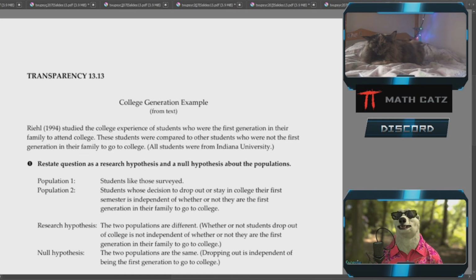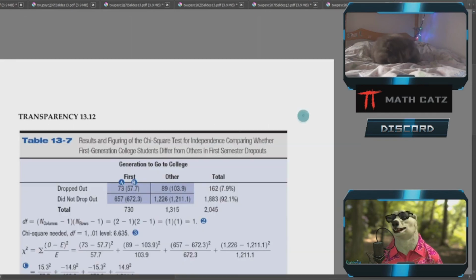Let's have another example just to emphasize what is different and also what is the same as the first chi-squared version. So we have here a study of the college experience of students who were the first generation in their family to attend college. These students were compared to other students who were not the first generation in their family. So let's have a look at actually what is observed here.